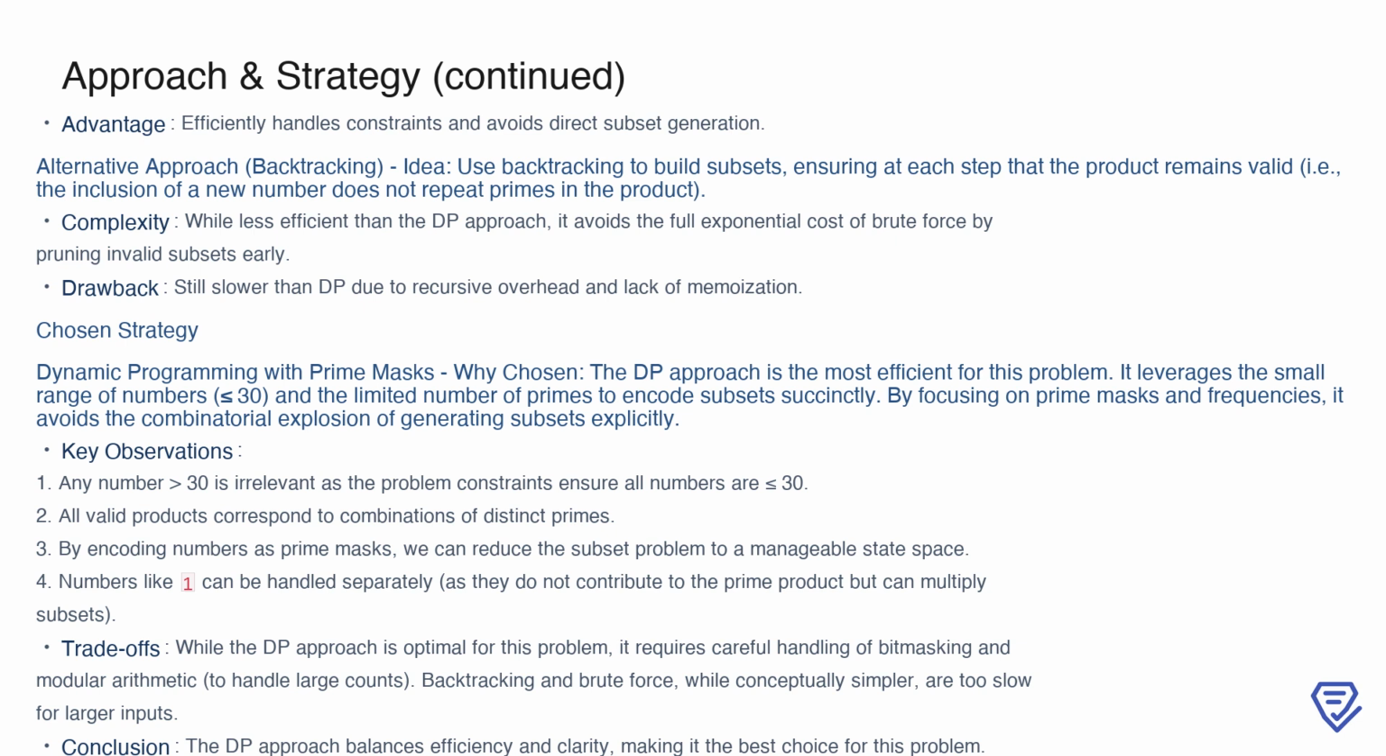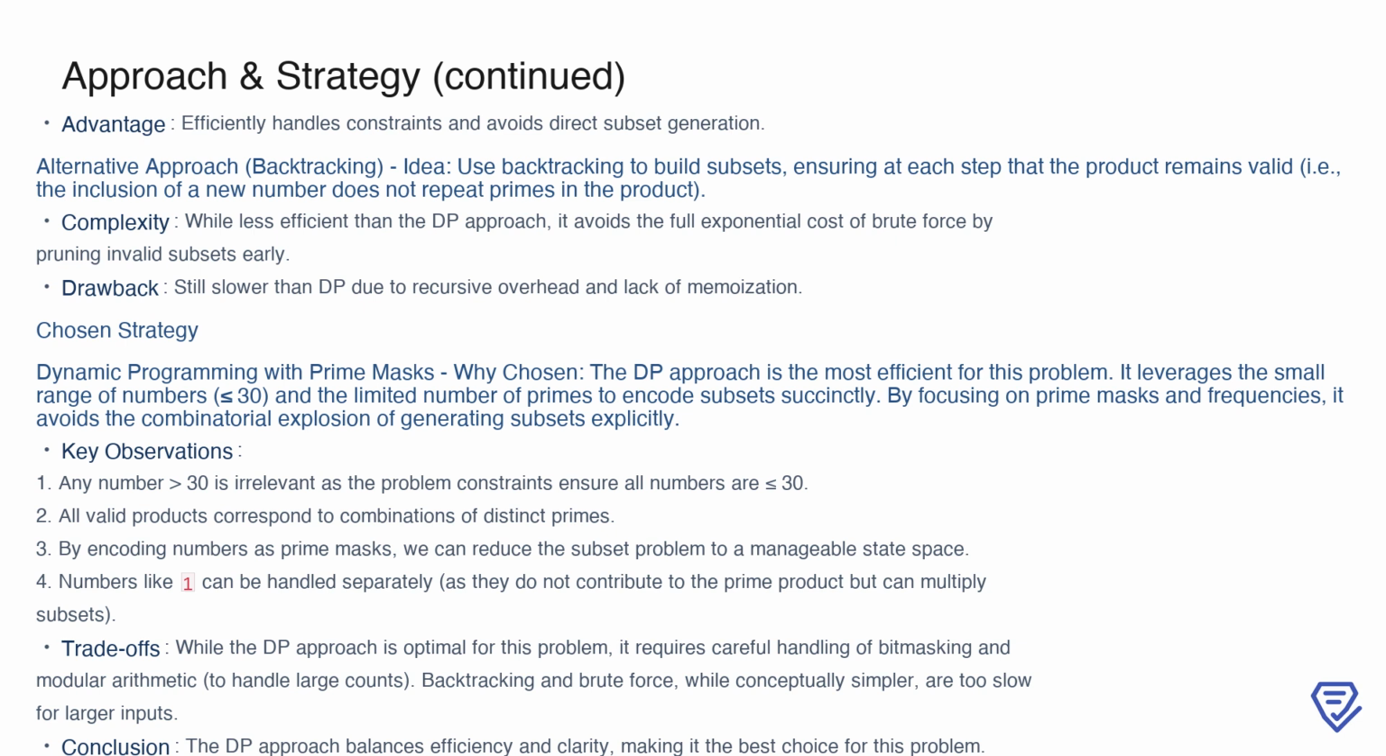Ultimately, the dynamic programming approach using prime masks was chosen as the most efficient strategy for this problem. This method leverages the small range of numbers, up to 30, and the limited set of primes to encode subsets succinctly. By focusing on prime masks and the frequency of numbers in nums, it avoids the combinatorial explosion of generating subsets explicitly. Key observations include the irrelevance of numbers greater than 30, the fact that valid products must involve distinct primes, and the ability to encode these combinations using bit masks.